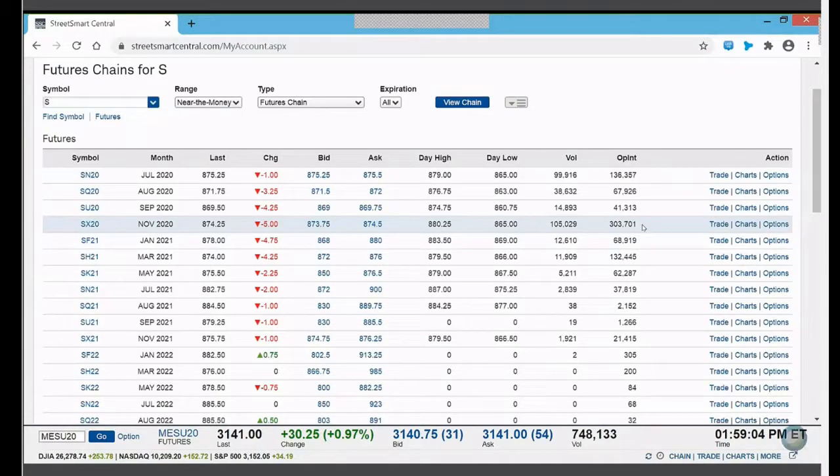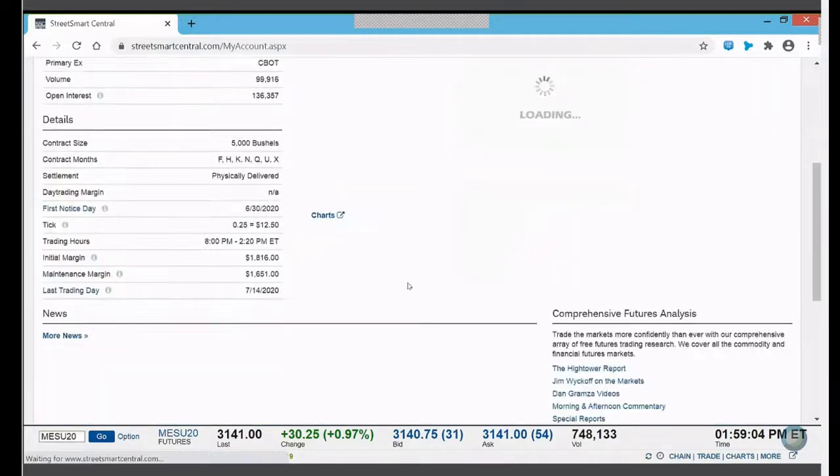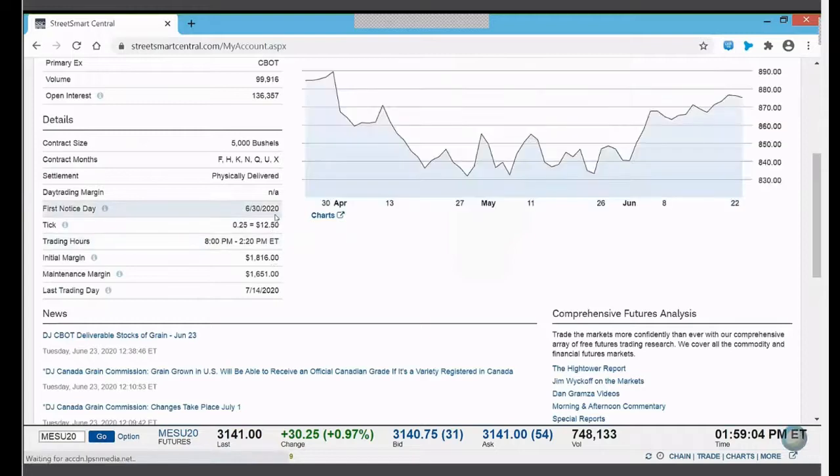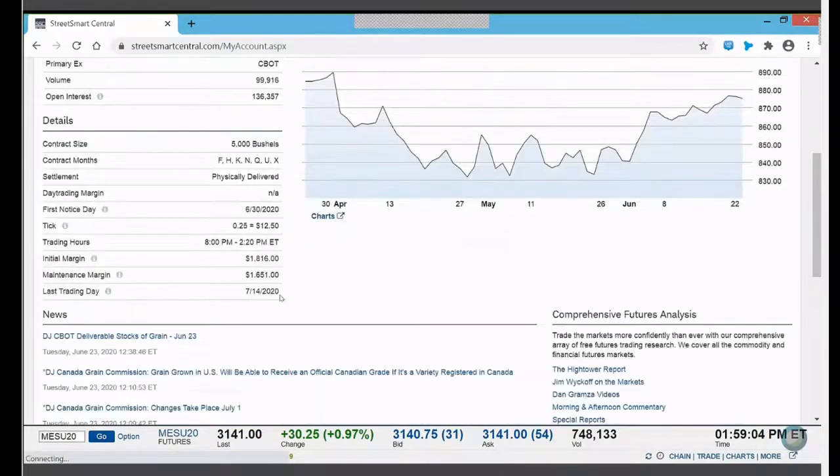But if we take a look, Mike, at the July itself in quote detail, if you just click on that SN20, you'll see that July is nearing that delivery period that we just referenced. And if you look, first notice day, 6/30/2020, that's in a week. So 1 week from today, if you're a long contract holder in July soybeans, you are running the risk of having those beans delivered to you. So this is where people are encouraged to start to get out and either close it in its entirety or roll it into the next month. And that's why you see volume filtering out of July into September and August and even out into the new crop November.